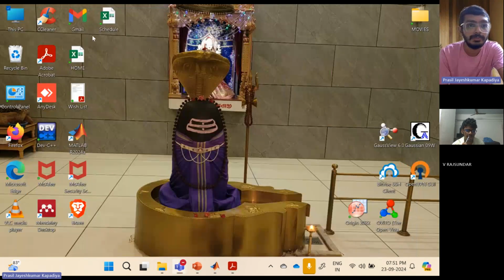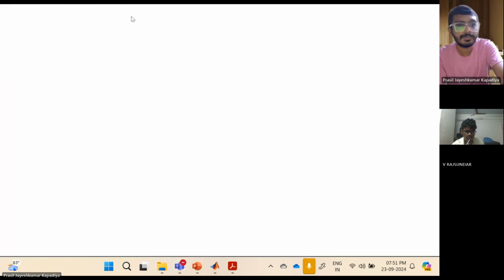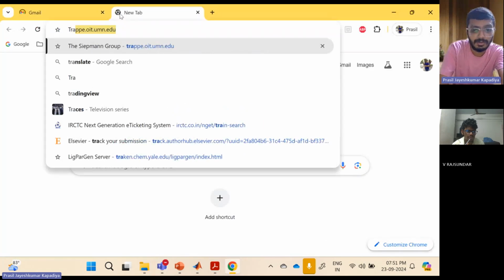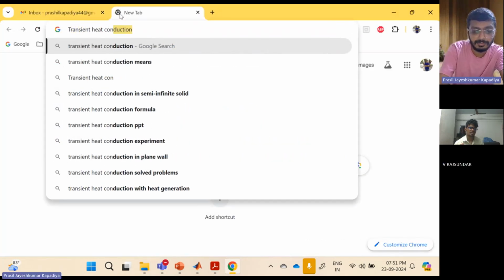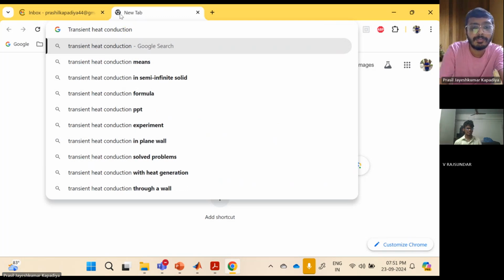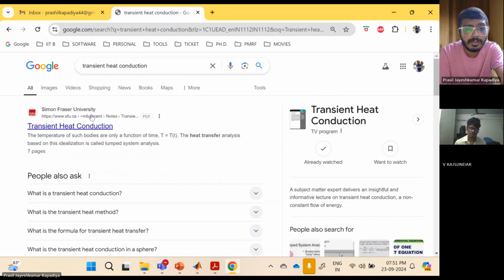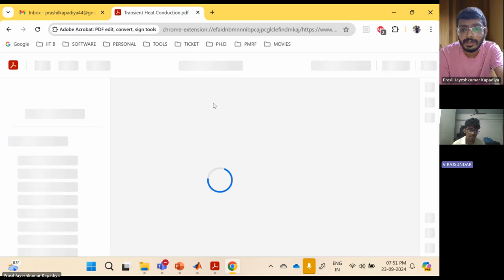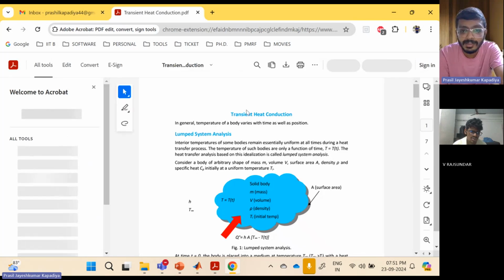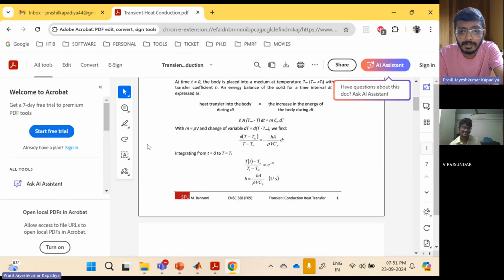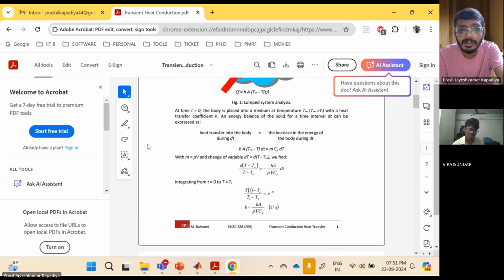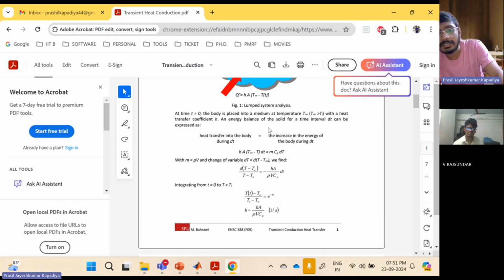Many tabs are open. Wait, transient heat conduction. Yeah, it is only function of time. Oh, No, it's no, a no, only sorry. function of No, no, no, no, no. It can't be. time. That comes in lumped heat capacity analysis. Yeah, this is called transient heat conduction.